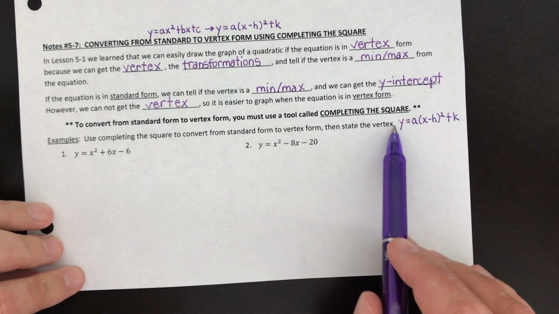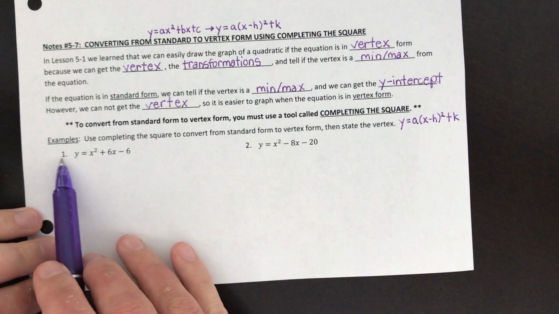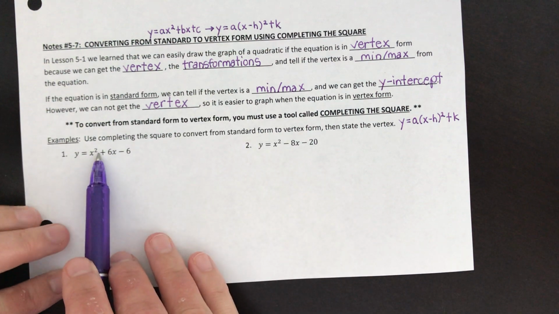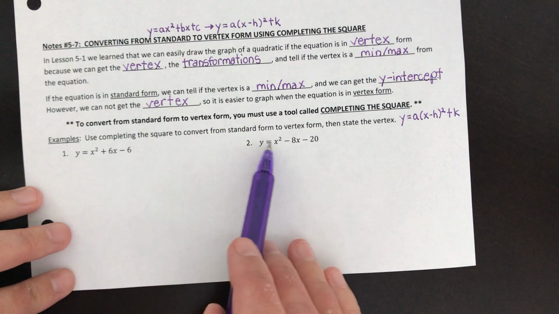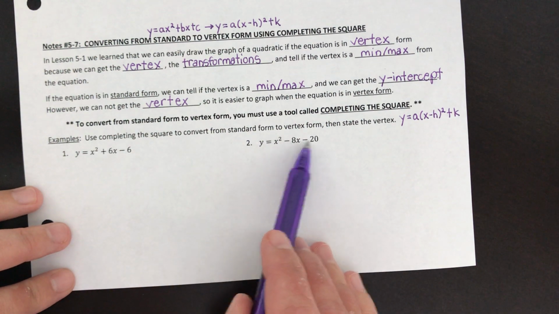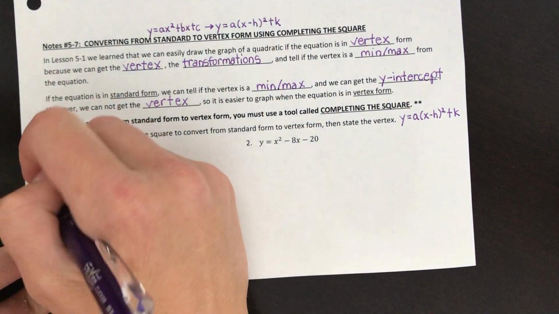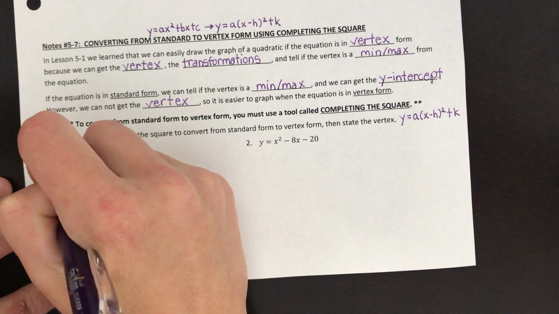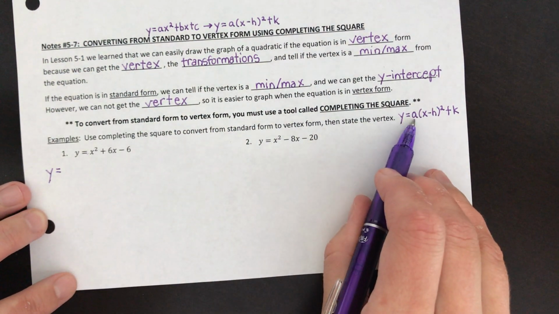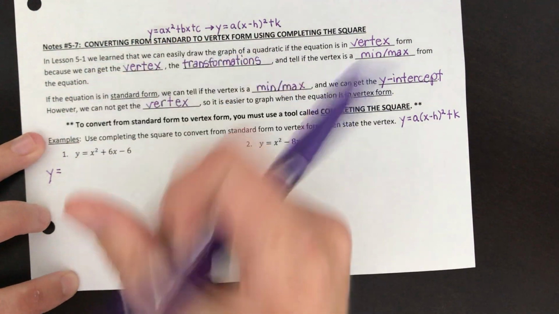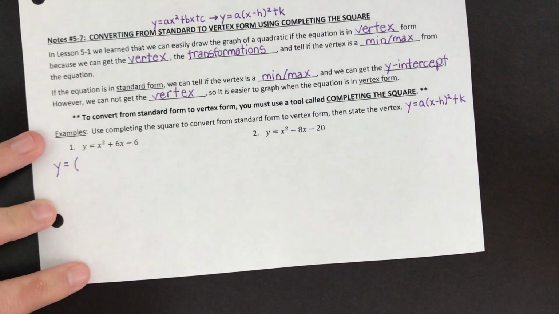I just have the vertex form here so we can easily see that this is our goal. We're given these 2 examples, both quadratics that are in standard form: y equals ax squared plus bx plus c. And we're converting to vertex form. Here are a couple of things we know. Right off the bat, we know we're going to have y equals. We know the a value in standard form is the same a value in vertex form. So here, if my a value is 1, then my a value here is also going to be 1, so I don't need to put it, it's implied.